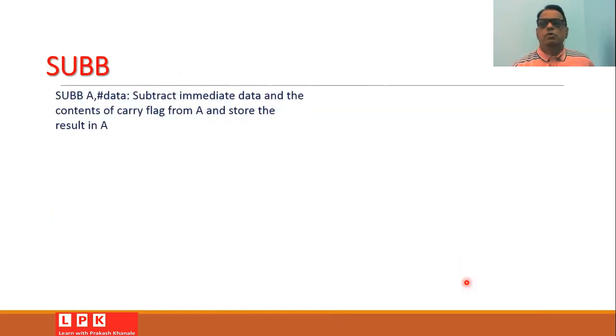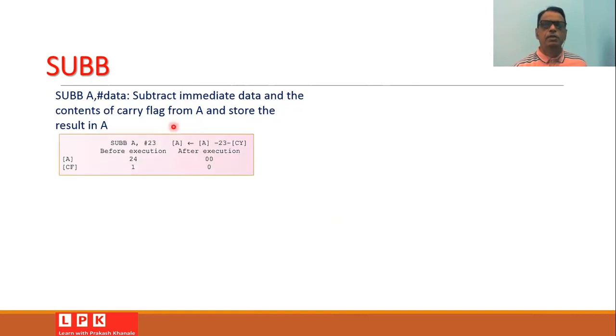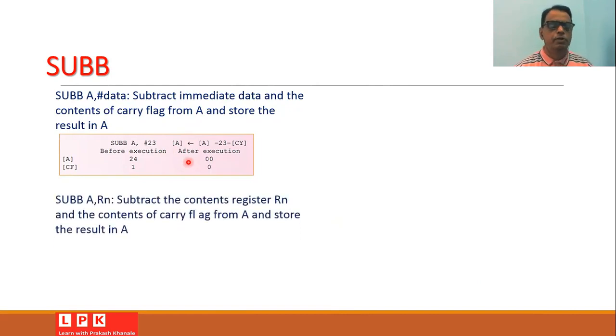After addition, the most commonly used instruction is the subtraction. So SUBB A, #data, where we will subtract the immediate data and the content of the carry flag from the accumulator, and we will store the result in the accumulator. If we write this instruction SUBB A, #23, and if A has 24 and carry flag is 1, then after the execution of this instruction, we will get the content of accumulator equal to 00.